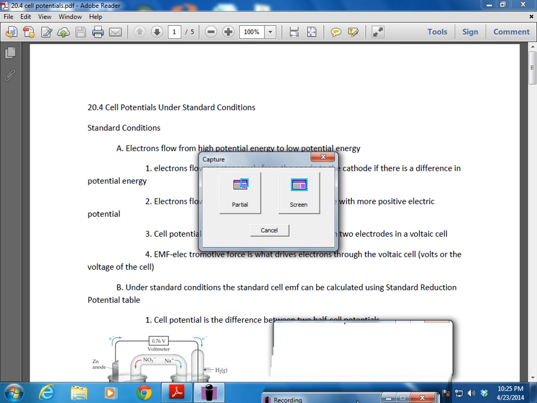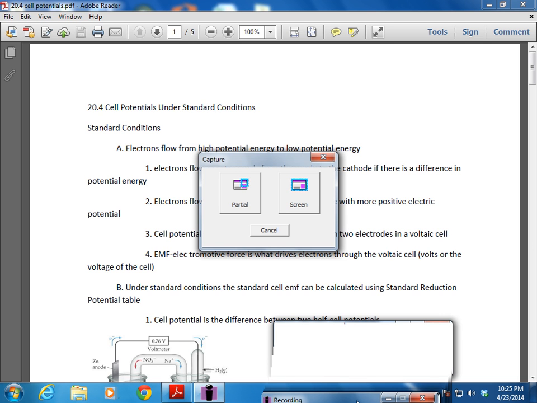So they're always going to flow spontaneously on their own from the anode to the cathode. Remember, anode is where oxidation takes place and cathode is where reduction takes place, if there is a difference in potential energy, just like there has to be a difference in heights in order to get water to fall. The electrons are going to always flow spontaneously toward the electrode with the more positive electric potential. So that's going to be the direction of the flow. You can look at a potentials chart and figure that out. We're going to look at that chart in a little bit.